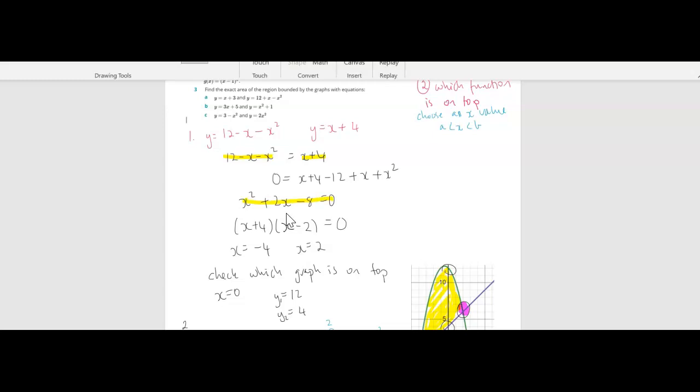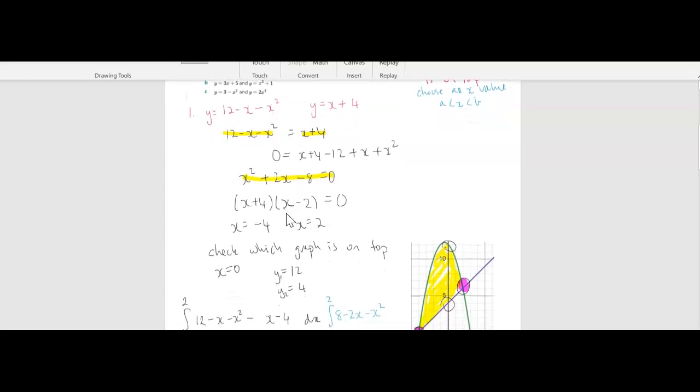You're factorizing if you can, just working out 2 numbers that when multiplied give you -8 and add to give you 4. Now, if it's not a straightforward one, then you use the quadratic formula, or you can complete the square. But the purpose of these is not really doing a complex factorization or solving. It is actually finding the area. So I don't think any are really that difficult in terms of factorizing or solving a quadratic. Okay, so we've got these 2 solutions, x equals -4 and x equals 2.